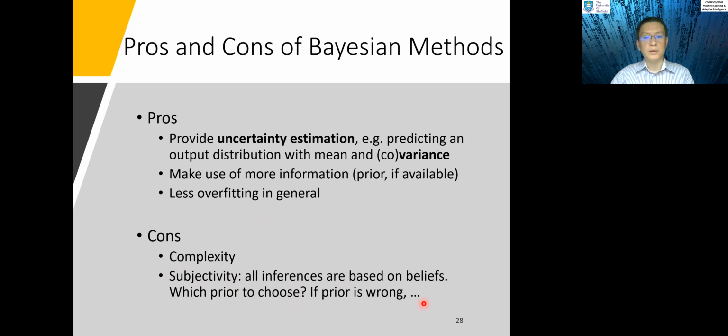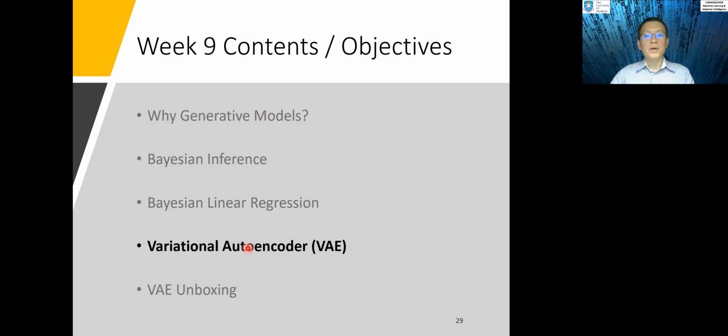And next, we will look at one of the Bayesian methods, the variational autoencoder, which actually deals with this complexity problem. So next, we will look at the variational autoencoder, VAE.